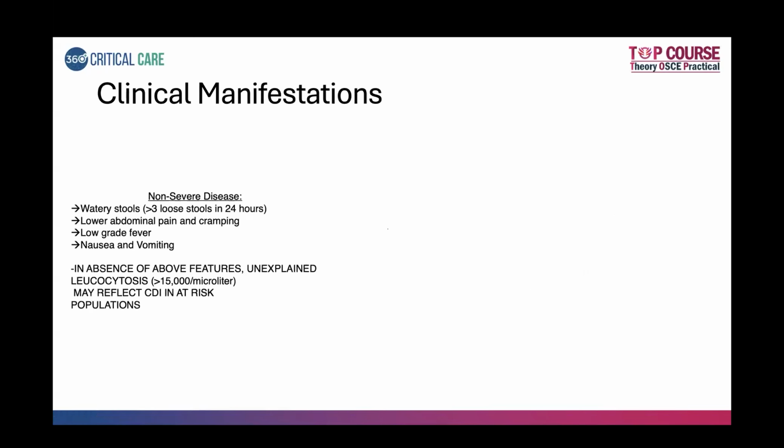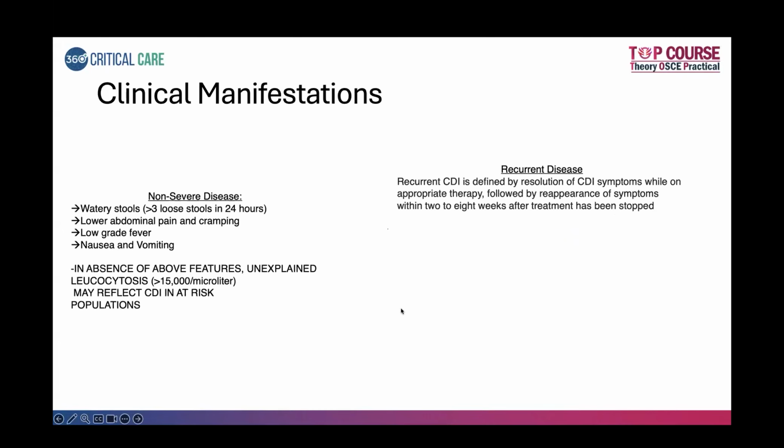So the clinical manifestations: we have non-severe disease, where there are watery stools, that is more than 3 stools in 24 hours, lower abdominal pain with cramping, low-grade fever, nausea, and vomiting. In absence of the above features, unexplained leukocytosis may reflect C. difficile infection in at-risk populations. Then you have something called recurrent disease. Recurrent C. diff is defined as resolution of C. diff symptoms while on appropriate therapy, followed by reappearance of symptoms within 2 to 8 weeks. So that is the timeline.